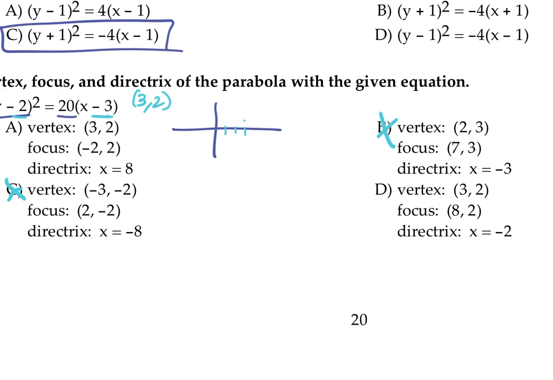1, 2, 3, up 2. 4p equals 20, so p is 5. I'd go to the right 1, 2, 3, 4, 5. And that's my focus. This points to the right. And that would be 8, 3. No, sorry, 8, 2.